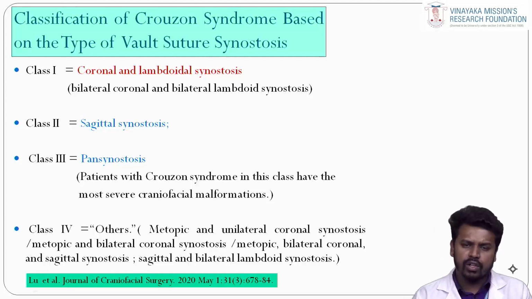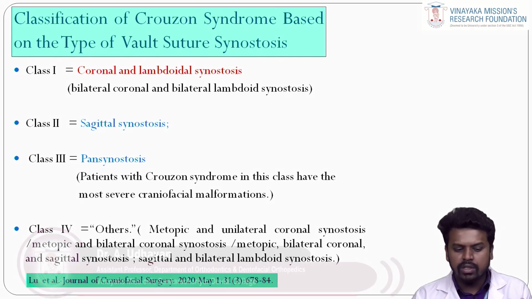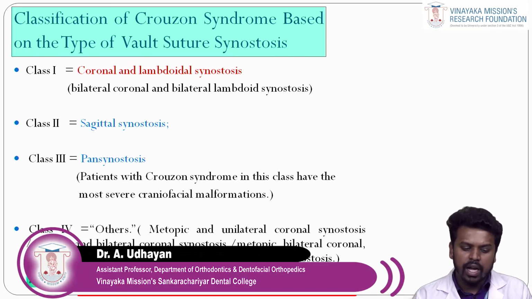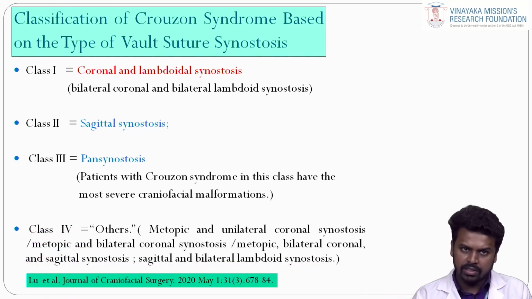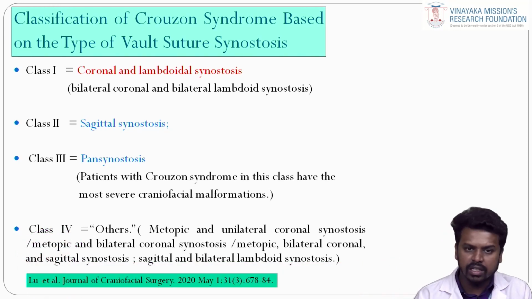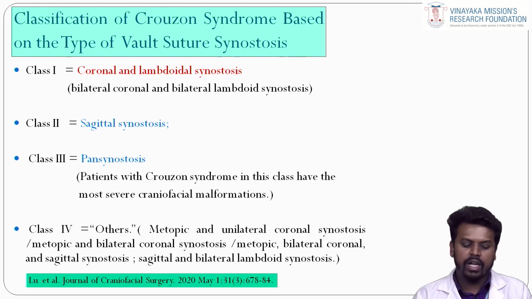Classification of Crouzon syndrome is based on the phenotype, that is, based on the type of vault suture synostosis. This is a classification given by Lu in the year 2020, which is a recent classification. It is classified as class 1, class 2, class 3 and class 4. Class 1 is coronal and lambdoid synostosis, class 2 is sagittal synostosis, class 3 is pansynostosis, and class 4 is others, that is metopic and unilateral coronal synostosis or bilateral coronal synostosis or bilateral coronal and sagittal synostosis. Everything comes under class 4, that is other classifications.